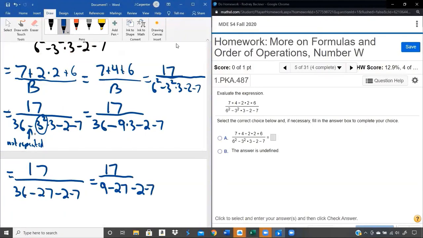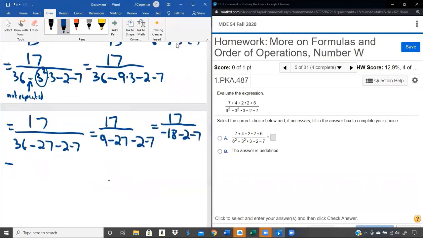I'm double checking some things just to make sure we haven't made any silly mistakes. All right, then the 9 minus 27, those are opposite signs. So we subtract, 27 minus 9 is 18, but the negative 27 had the larger sign. So this would be 17 over negative 18 minus the 2 minus the 7. We're almost done. 17 over negative 18 minus 2, same sign, add and keep the sign, makes negative 20 minus the 7. Negative 20 minus 7, same sign, add the numbers, keep the sign, so that's negative 27.